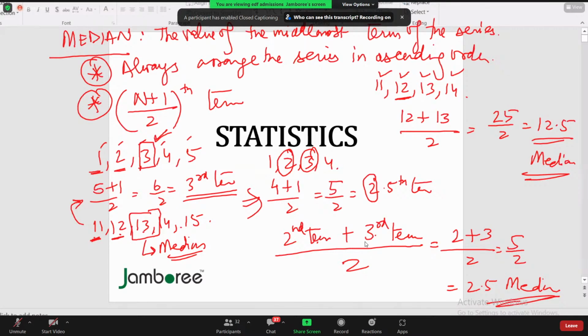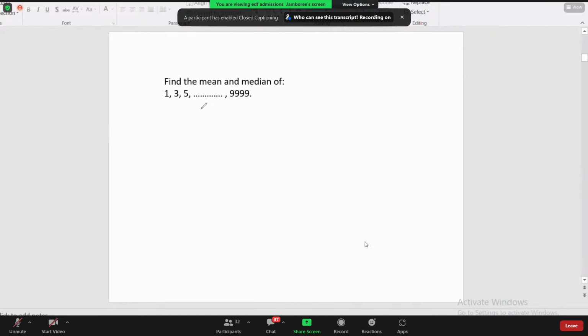Okay guys, moving on. Now try out this question and post your answers in the chat box. You need to find out the mean and the median of the series 1, 3, 5 and so forth till 9999.